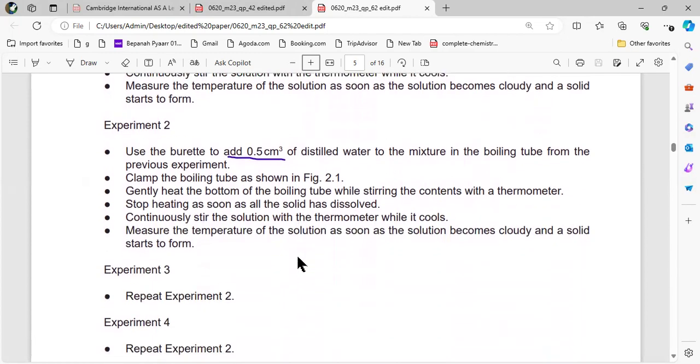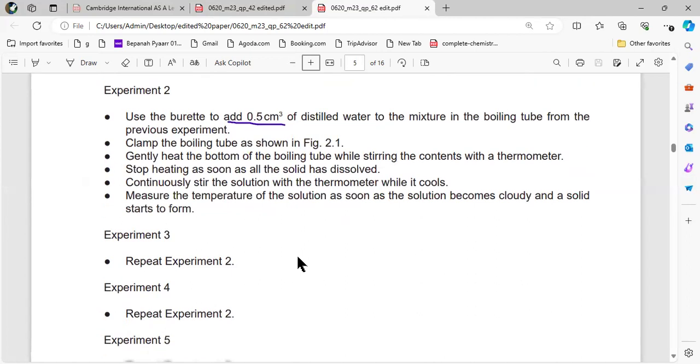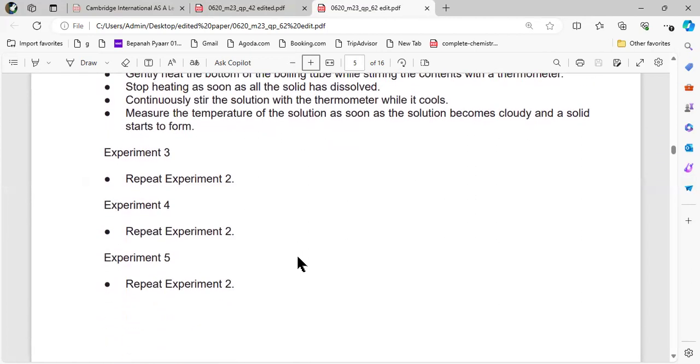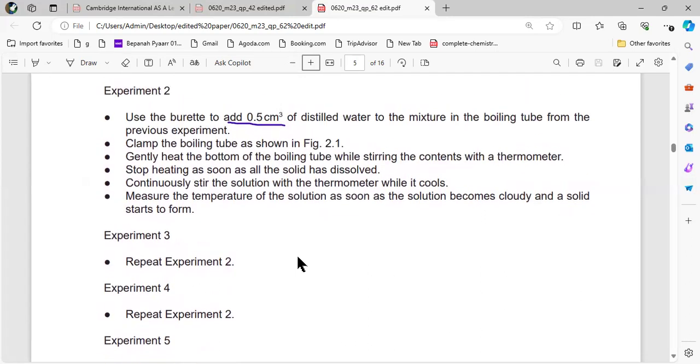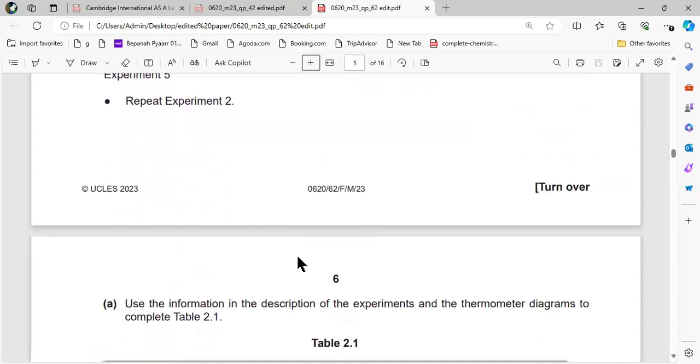Okay. In the second experiment, use the burette. Again, we will add only 0.5 cm³ of water and we will perform the same procedure. We are going to repeat it 3 more times. And in every experiment, we are going to add 0.5 cm³ of distilled water to the boiling tube.